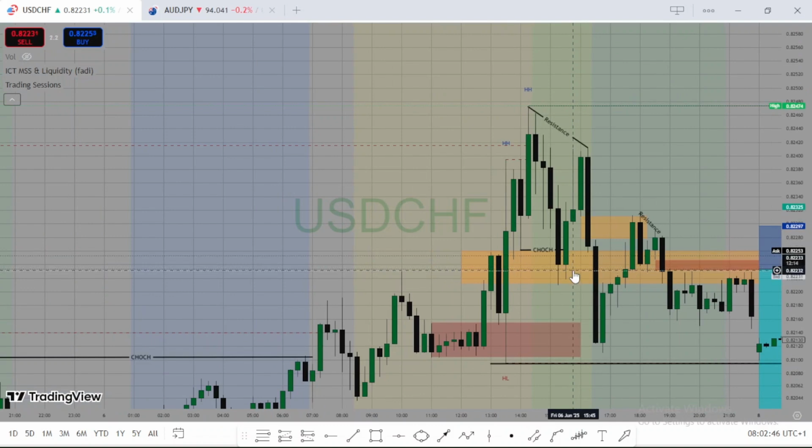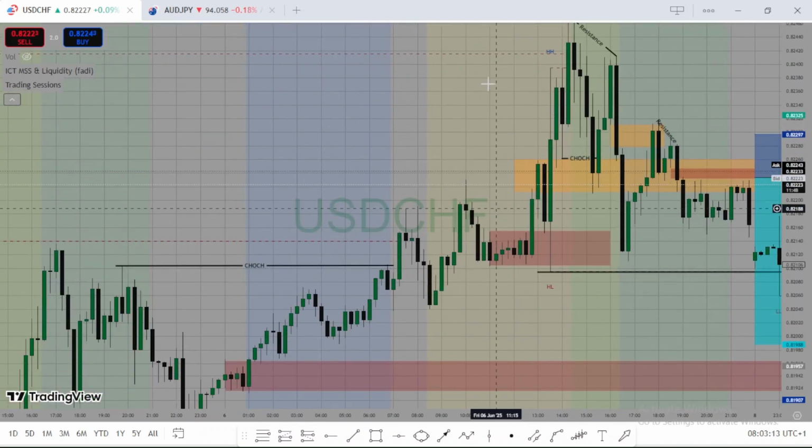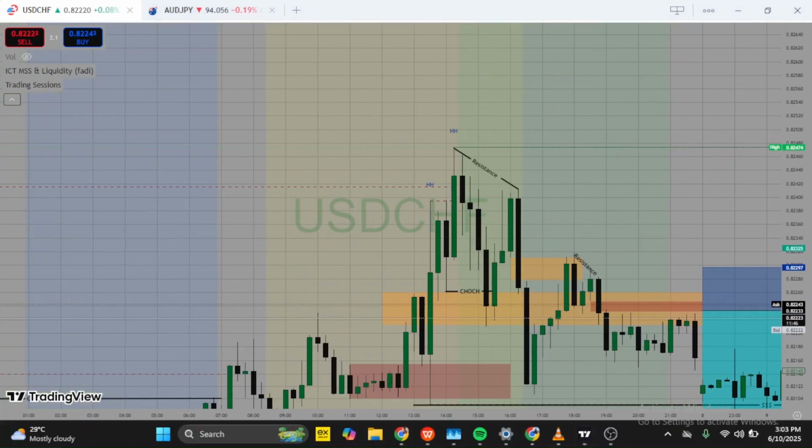Now, guys, when we come over here, I want y'all to remember about the turtle soup model by ICT. Remember how the turtle soup setup forms. Remember how the turtle soup setup entry model is, and I think you should combine that with CRT. But since I'm not going to be explaining CRT over here or turtle soup, I'm just going to scratch the surface of all the models over there.